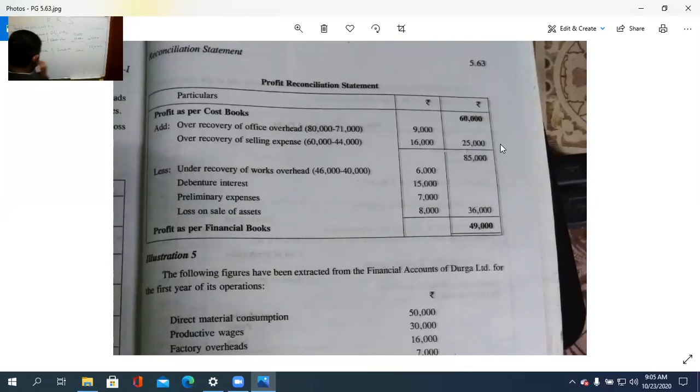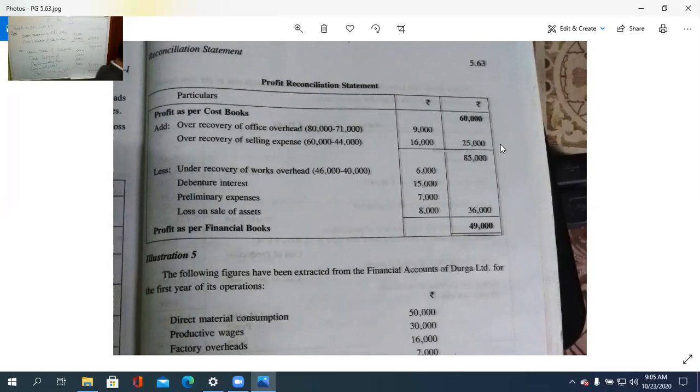6,000. Then debenture interest paid. How much is it? 15,000. Then preliminary expenses 7,000 and loss on sale of asset, how much is it? 8,000. Take the total of this, how much is that? 36,000. So how much is there? 49,000. This is the profit as per financial books.